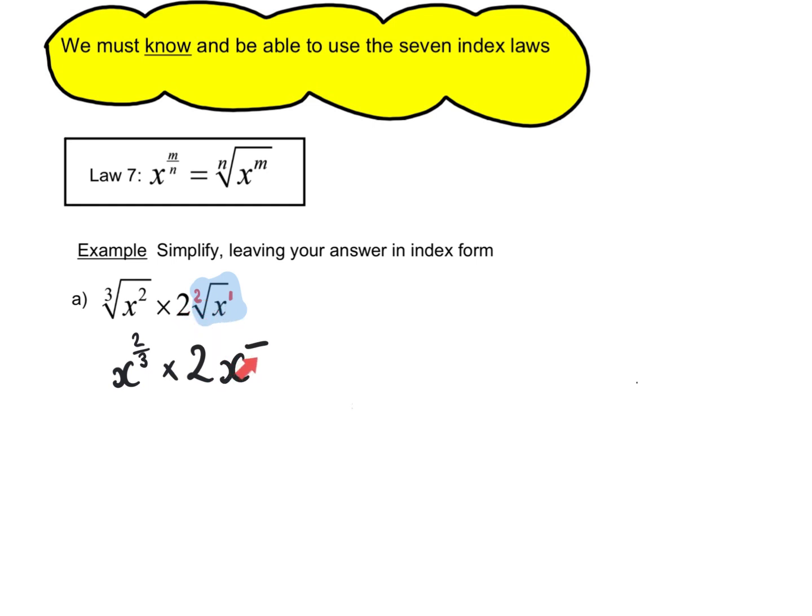So the bottom of the fraction, remember, the roots belong at the bottom. So the root is the square root, so the 2 goes at the bottom of the fraction, and therefore the 1 goes at the top. And that's a useful one to know. Now, we're not quite finished this question.